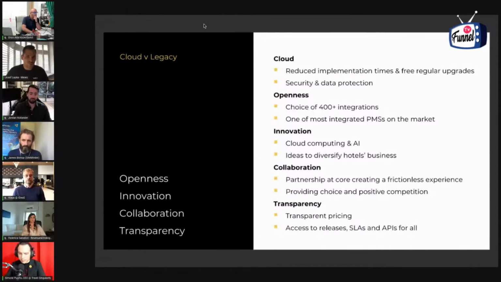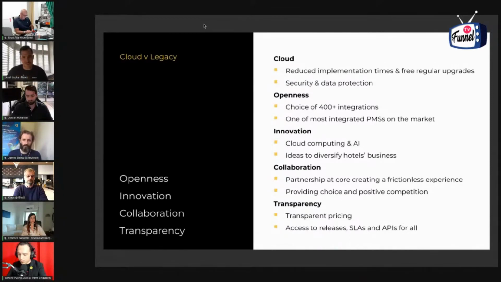The next one I wanted to talk about is openness. So we have over 400 integrations. And the reason why we have 400 integrations is because we have an open API. Anyone can come along and code to our open API. But that is, again, underpinned by the relationships and partnerships we have with SiteMinder, Ideas, and many, many other partners that are out there that enable us to provide a frictionless experience for the hotels in connecting all these different systems together.